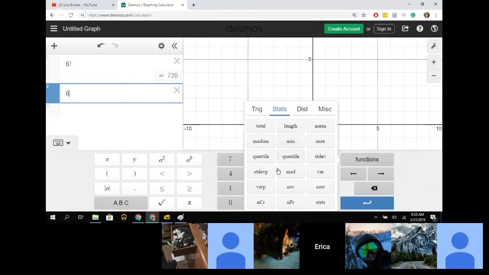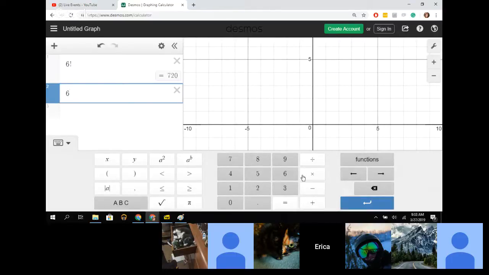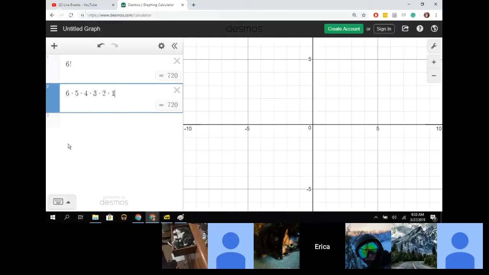While I'm in here, we are going to be talking about a couple things, and this isn't going to make sense right this second, but we're going to be talking about nPr and nCr. I don't know if we'll get to those today, but that's under your stats button. So those are in Desmos as well. I just want to show you they're there. So 6 factorial is the same as 6 times 5 times 4 times 3 times 2 times 1, right? That's what that represents. So you can probably imagine that factorials get really big really fast, right?